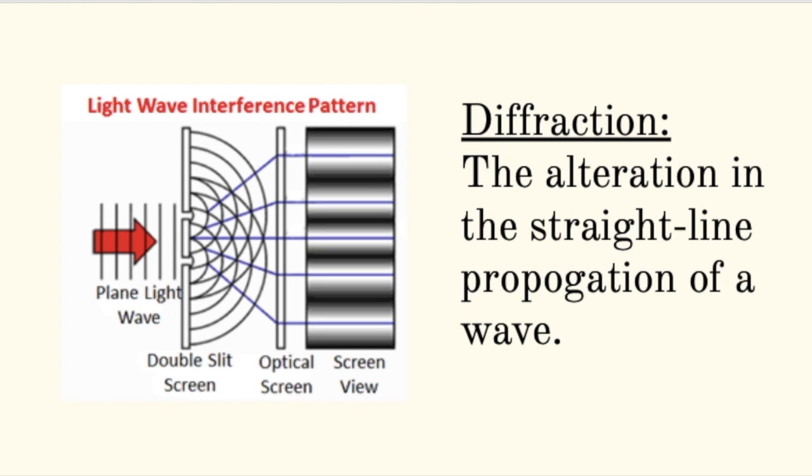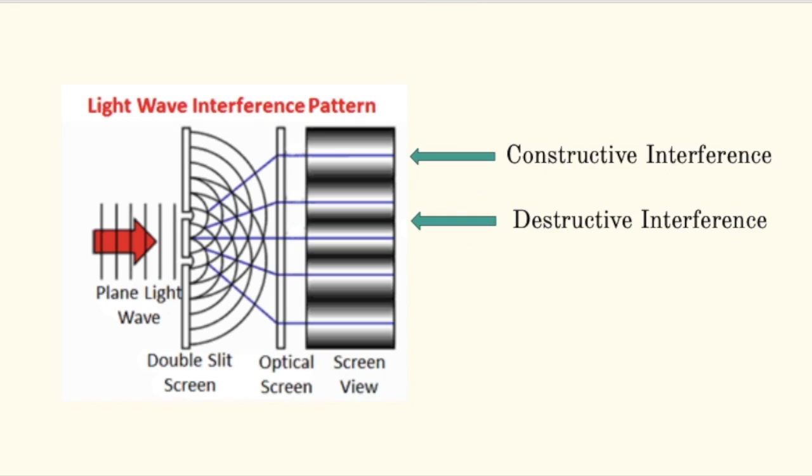As seen in the image, the waves diffract through the slits, causing them to interfere with one another as they move towards the screen. Just like the waves we talked about at the start of the video, light waves too have troughs and crests. As a result, we get constructive and destructive interference during this interaction.